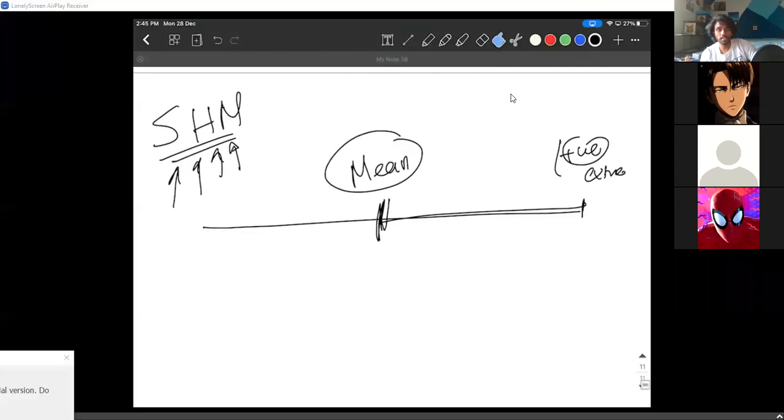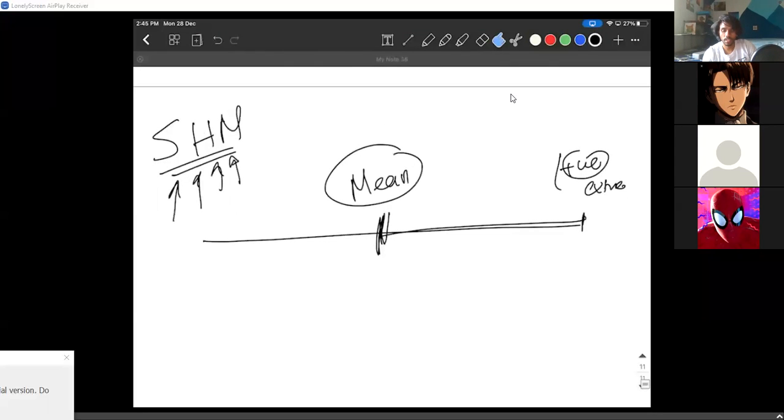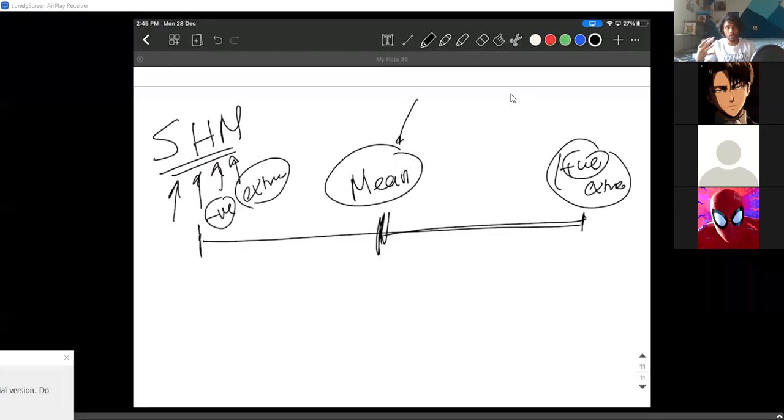So when I'm talking about SHM, there is a mean position for sure. There is a positive extreme position, and there is an equally negative extreme also, because the force is completely symmetrical. You don't really see any difference when it's going on the positive side and when it's going on the negative side. Just like a spring, the spring doesn't behave differently when it is expanding or when it is compressing. It behaves exactly the same way. So if there is a specific positive extreme, there must be a specific negative extreme also.